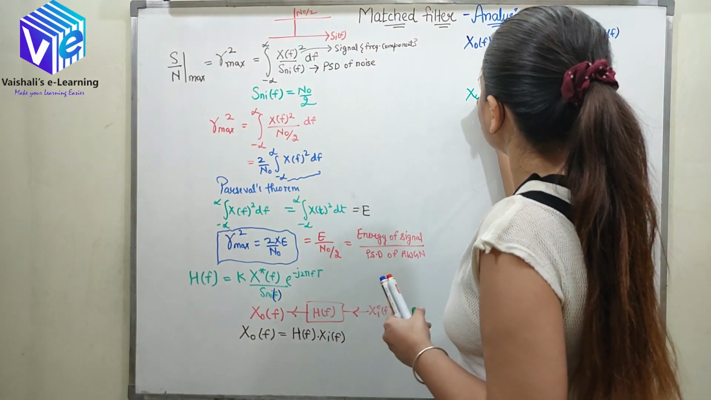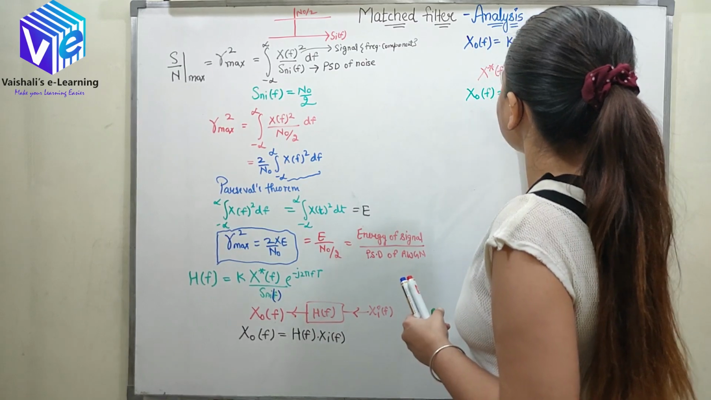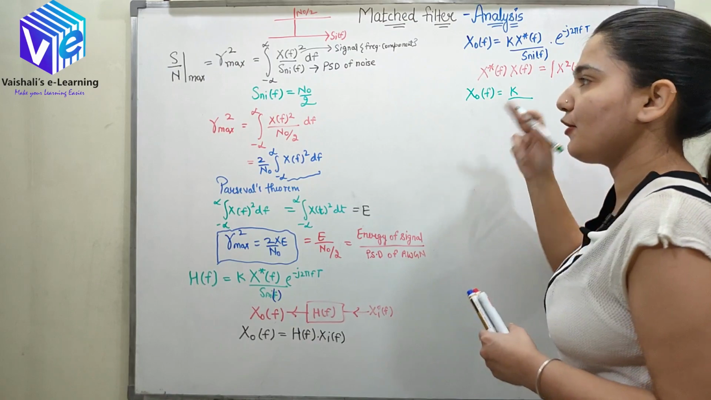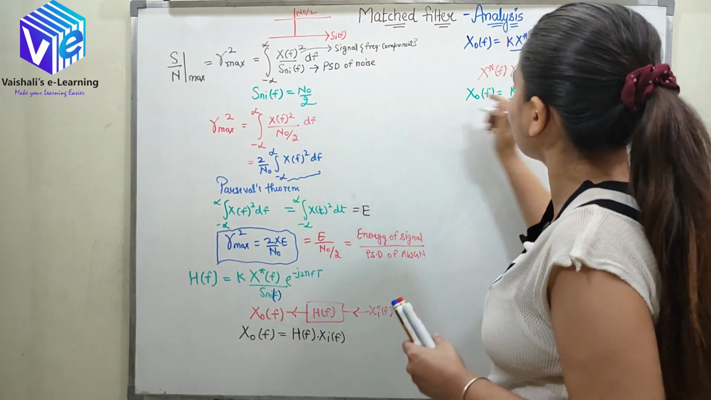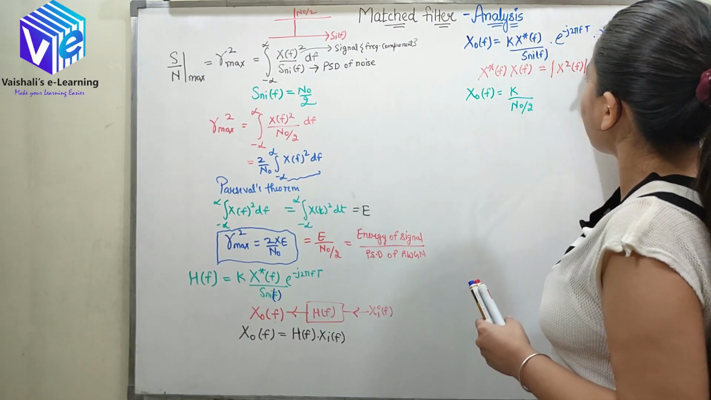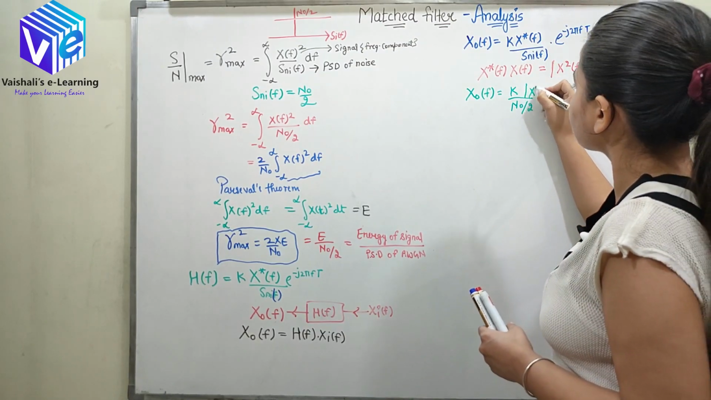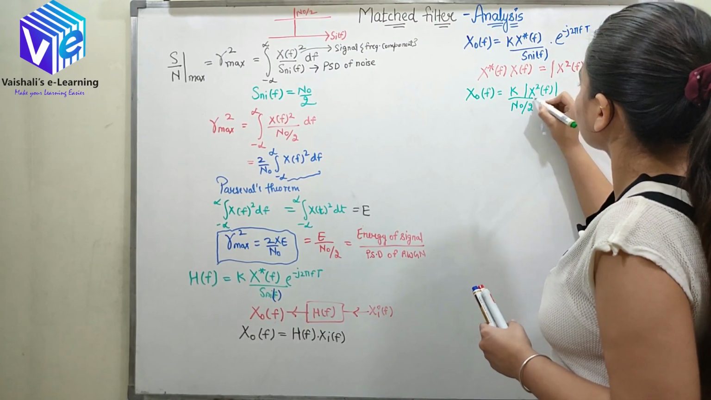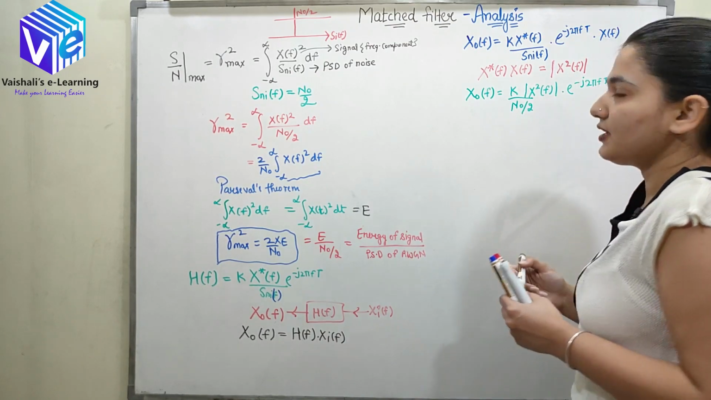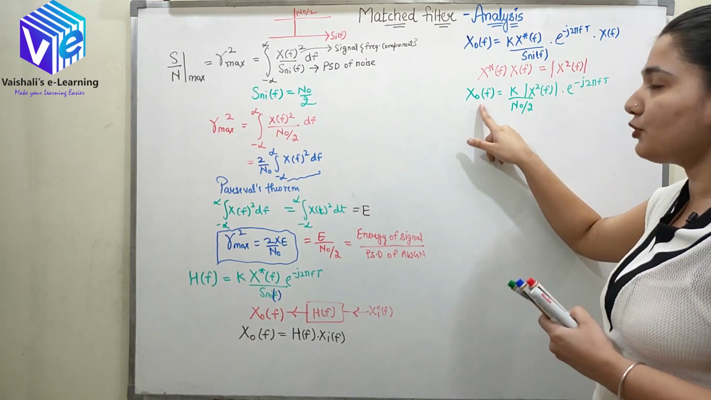So X output f would be equal to K upon, I also know S_n(f). I already told you S_n(f) was N naught by 2. So X*(f) into X(f) would be X squared f into e raised to power minus j 2 pi f t. So now this is my output signal.